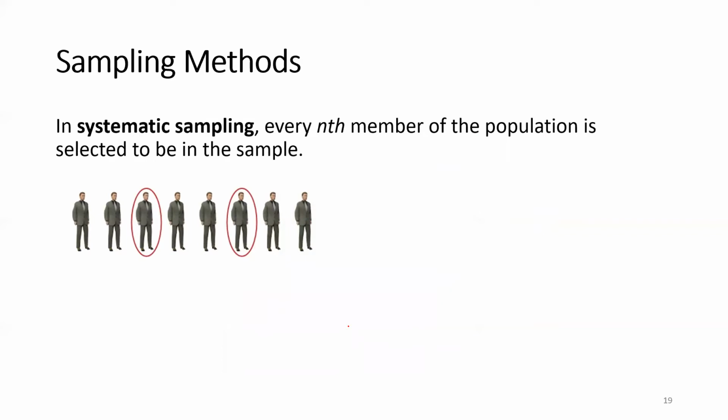Systematic sampling: you take every nth member, could be every fifth, every third, or every 20th member of a population to be in the sample.